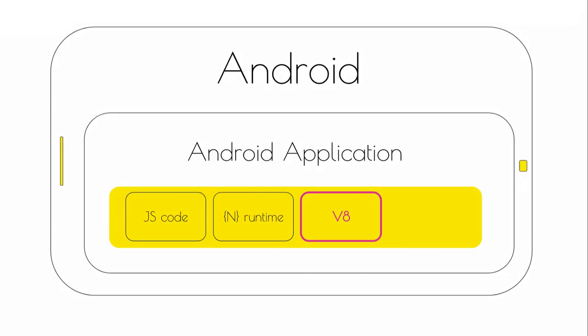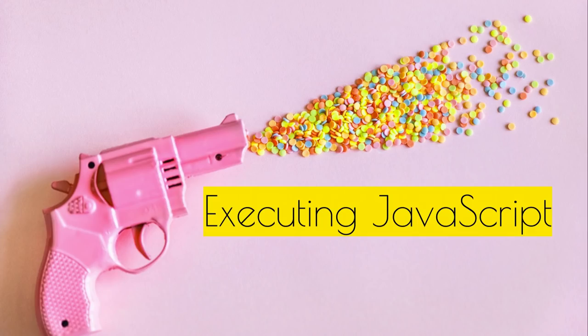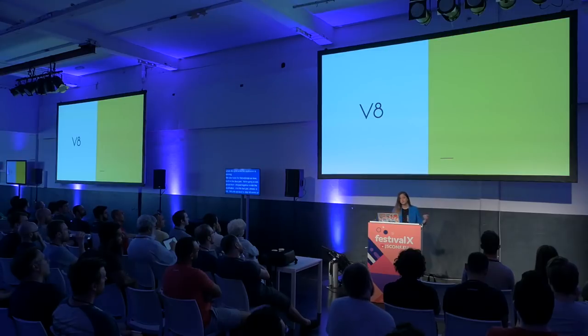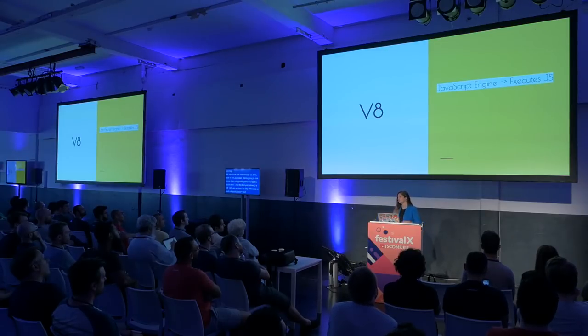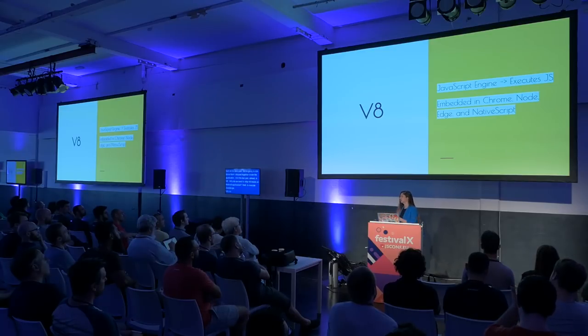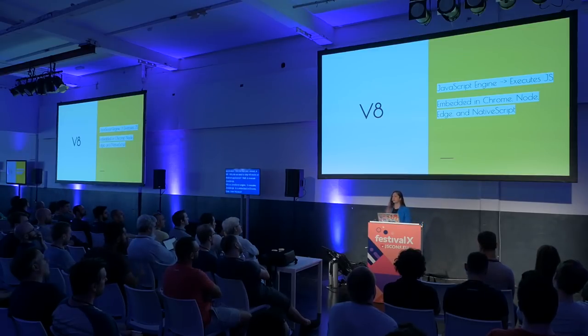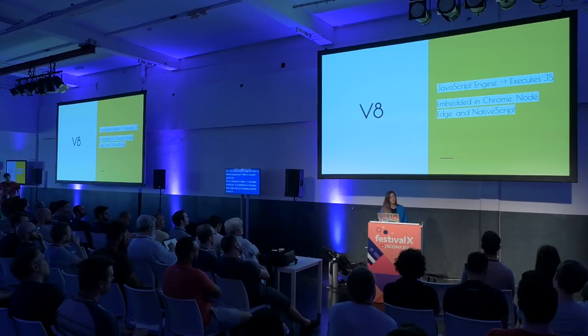Why do we need to ship V8 inside an Android application? Well, to execute JavaScript. V8 is a JavaScript engine. It executes JavaScript. It is embedded in Chrome, Node, even Microsoft Edge nowadays, and of course, in NativeScript. It is actively developed by Google. It was created for the Chrome browser, and it's one of the fastest JavaScript engines out there. Another reason why we chose V8 is because it has a pretty cool embedder's API that we can use and plug into the runtime.